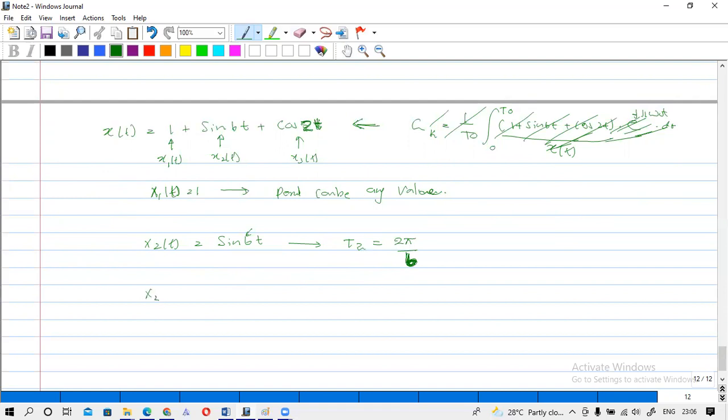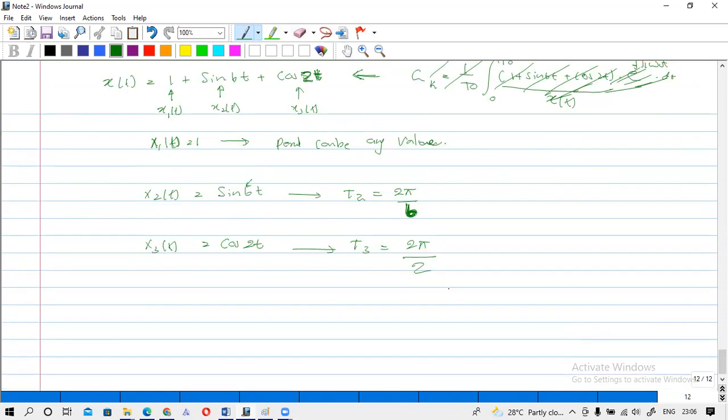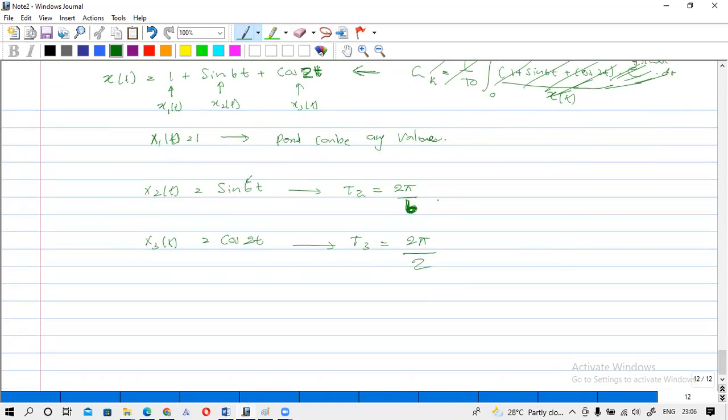Okay, and if you consider the x3 signal, x3(t), that is cos 2t. If the period is T3, that is 2 pi by omega naught, 2 pi by 2. So this is the period of T2 and T3. To find the common period, you have to get the ratio. Can you remember? You are going to get the ratio. So what is that ratio?